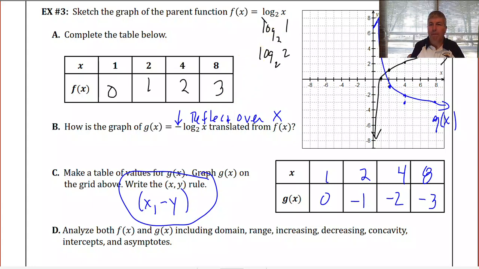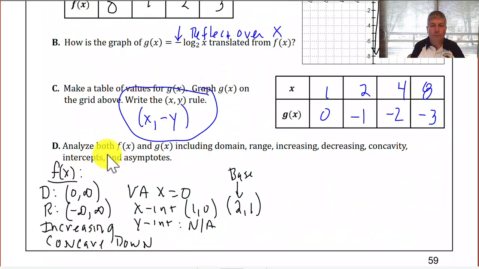So analyzing f of x, our domain is from 0 to infinity. Our range is from negative infinity to infinity. The function is increasing and concave down. We've got a vertical asymptote at x equals 0. We've got an x-intercept at 1, 0. There is no y-intercept because of our vertical asymptote. And it's going to go also through the point 2, 1, or our base, which is 2, 1.